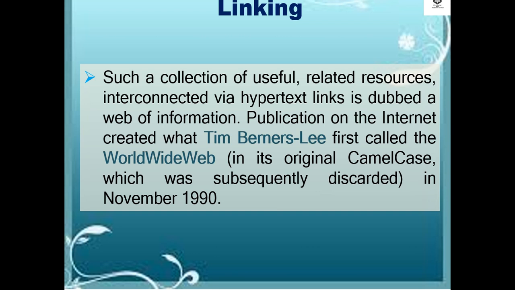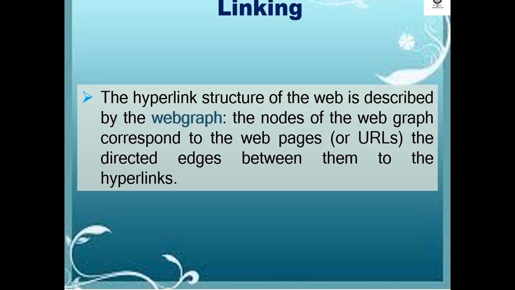Publication on the Internet created what Tim Berners-Lee first called the World Wide Web in its original camel case, which was subsequently discarded in November 1990. The hyperlink structure of the web is described by the web graph. The nodes of the web graph correspond to the web pages or URL, the directed edges between them to the hyperlinks.